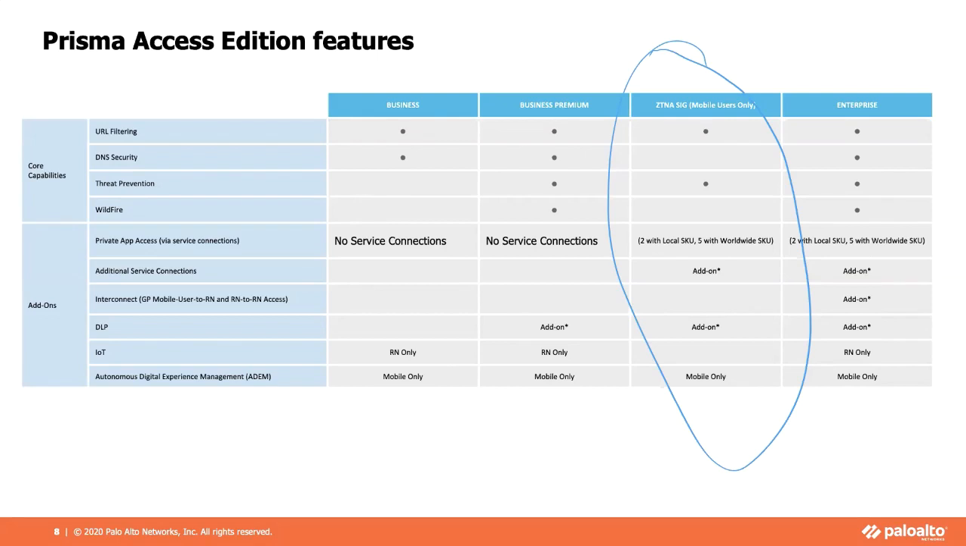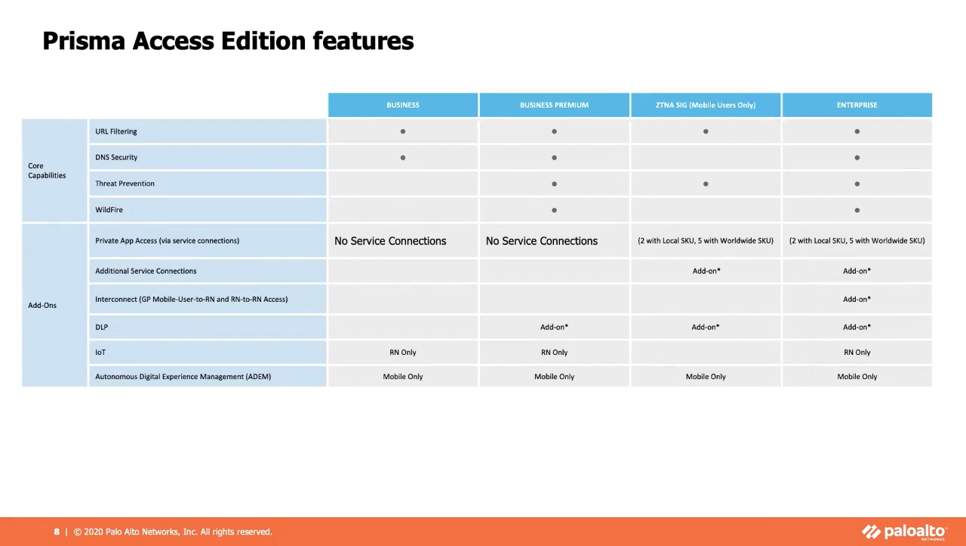Now, there are a couple of different add-ons we can do. We can have service connections with the ZTNA. It comes with 2 if you're regional, or what we call local, and 5 if you're doing worldwide. And you can also add other ones on. We can do data leakage protection and ADEM, Autonomous Digital Experience Management, to be able to closely monitor your mobile users, and be able to look for trending and issues and things like that.